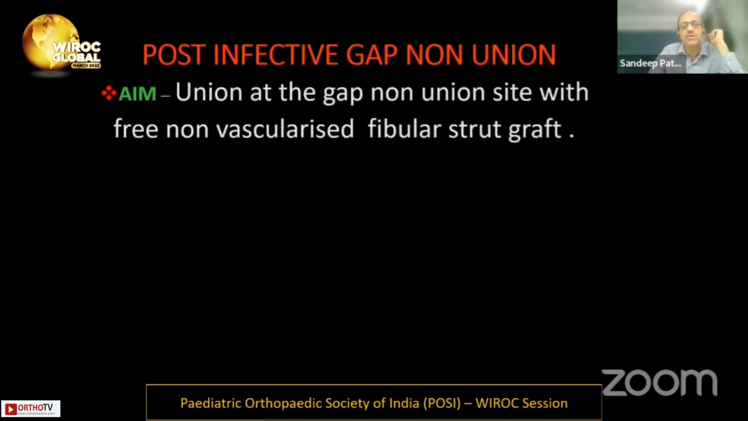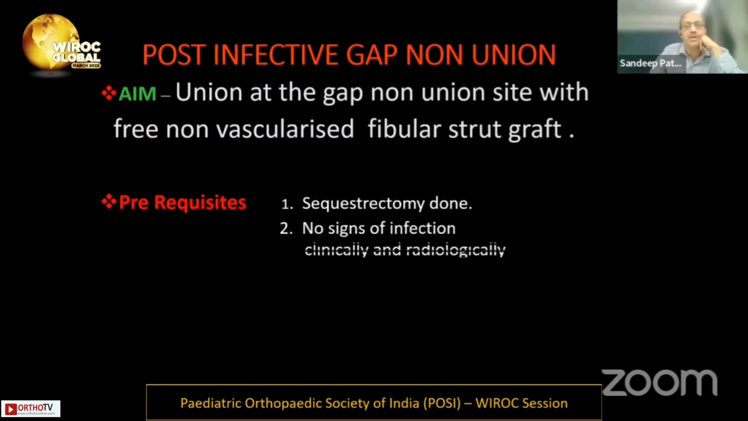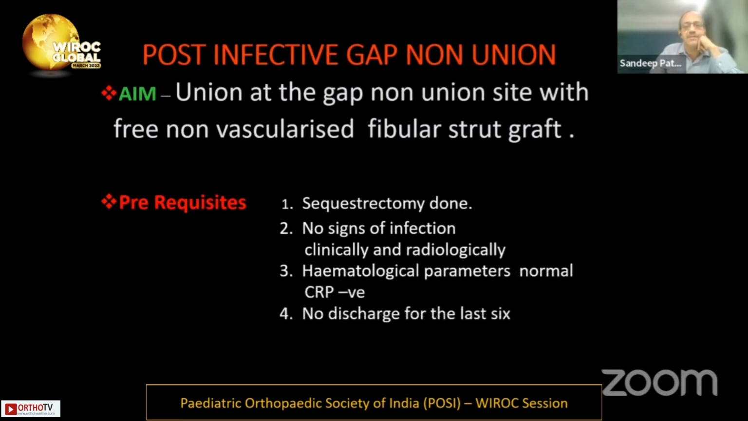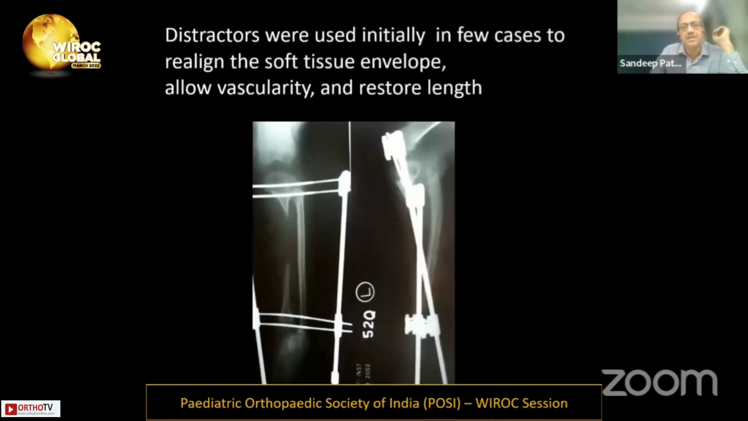So the aim was to achieve union with a non-vascularized fibular graft. You must be very sure that there is no more infection there, the dead bone should be out, and the hematological parameters are normal, CRP is negative, and there's no discharge for at least 6 months. A nuclear scan may help you to see if there is any residual lingering infection. So this is an example where the tibia had a large gap.